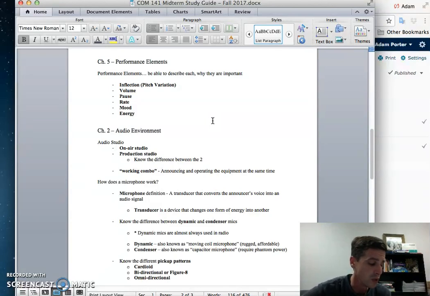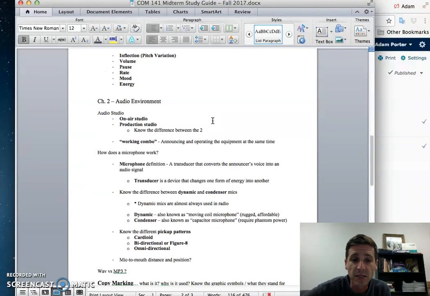And then finally, mood and energy. Basically, what I want you to know here is that you have to understand what the script calls for. So is it serious? Is it upbeat? Is it happy? Is it sad? What is the mood? Make sure your delivery fits the script properly. And then finally, energy is key. You have to have energy to bring life to the message, but be careful not to overdo it.